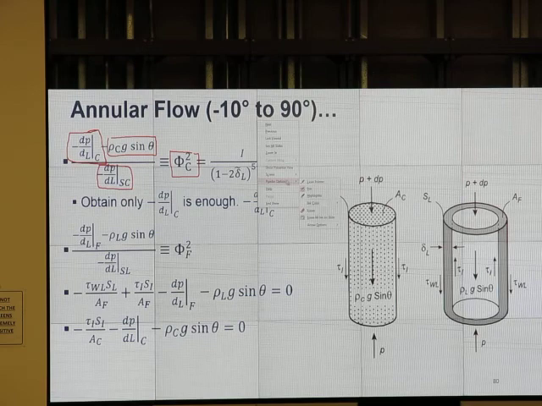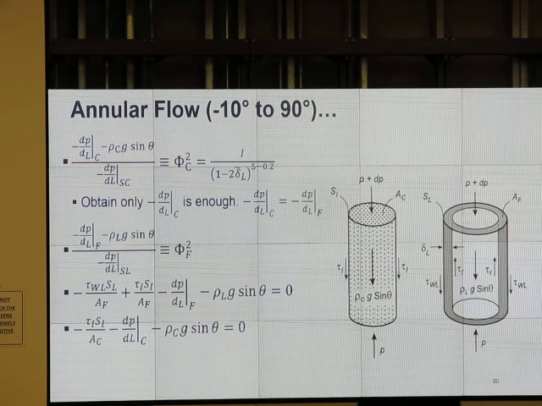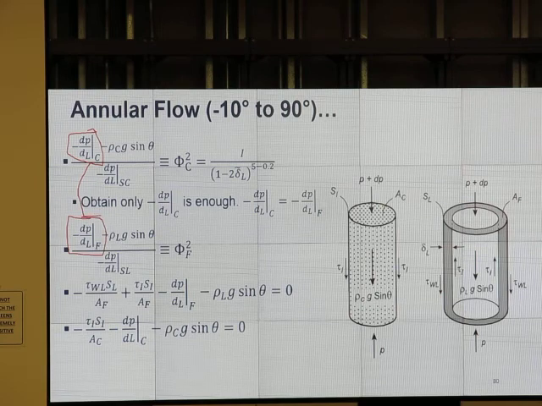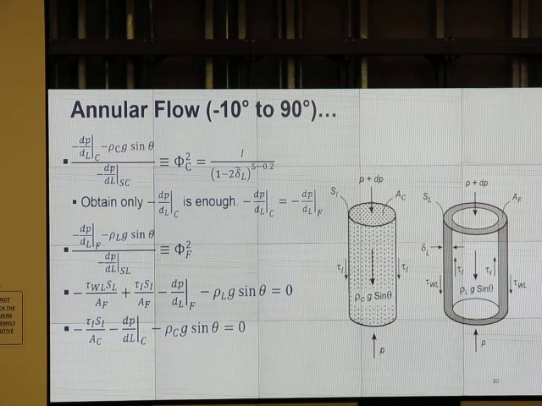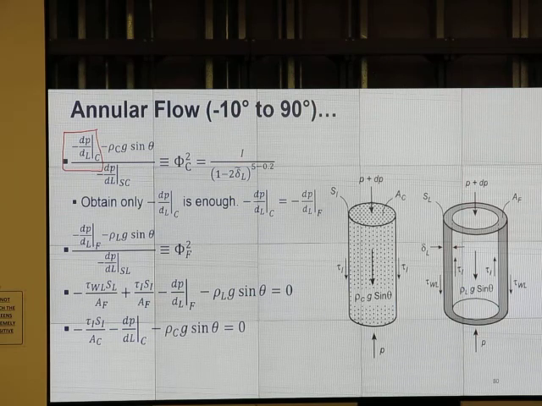Okay, the actual pressure drop along the core, minus dp/dl sub c, has an identical value to minus dp/dl sub f. The pressure drop in the core per unit length and the pressure drop in the film are the same. We can get it from either of them. So once we get that term, that is equal to our pressure drop per unit length. Done. Good?